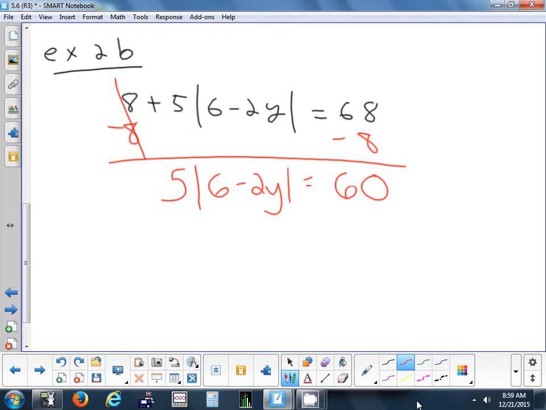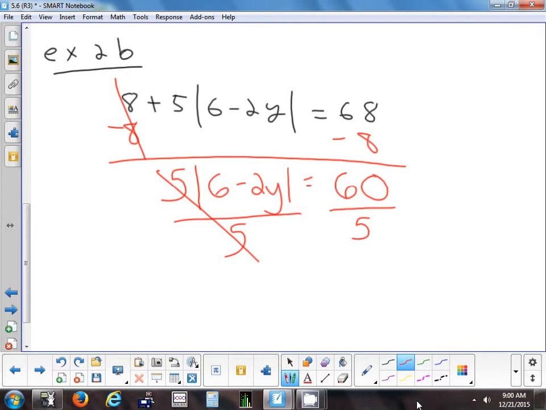Zach Pena. What am I going to do now? So we agreed at the beginning that we were going to have 2 steps to get the absolute value by itself. We already did one of them. All right, we already subtracted the 8. What's the second and final thing we have to do to get the absolute value by itself? Divide by 5. Very good. So divide by 5. This will cancel out. I'm going to divide by 5 over here. All right?